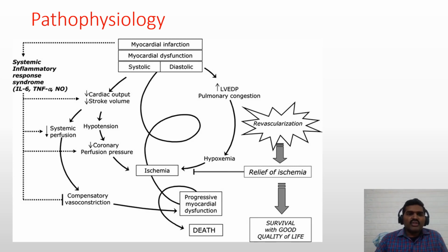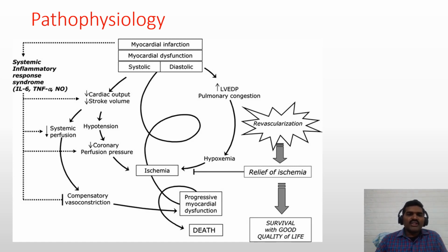Also, the myocardial infarction directly can induce a systemic inflammatory response in the form of interleukin 6, TNF alpha, and nitric oxide release. They all cause compensatory vasoconstriction. This vasoconstriction leads to progressive myocardial dysfunction. Decreased coronary perfusion pressure can lead to accentuation of ischemia.